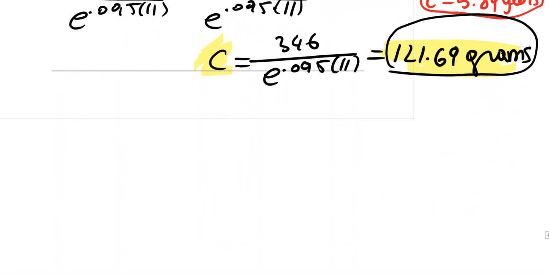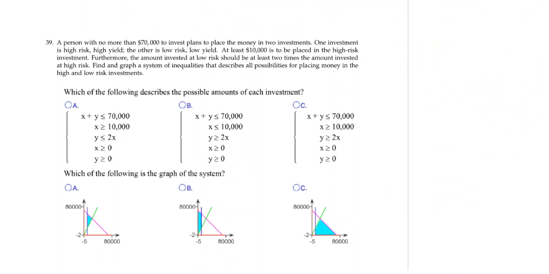Alright, last question. It says that this is a homework question. So this one says that you have no more than 70,000 and you need to invest in 2 investments, high risk, high yield, and low risk, low yield. At least 10,000 is to be placed in the high risk. So basically x plus y has to be less than or equal to 70,000 because you don't have more than 70,000 to invest. So if you invest x at high risk and y at low risk, whatever together it is, it has to be less than or equal to 70,000.